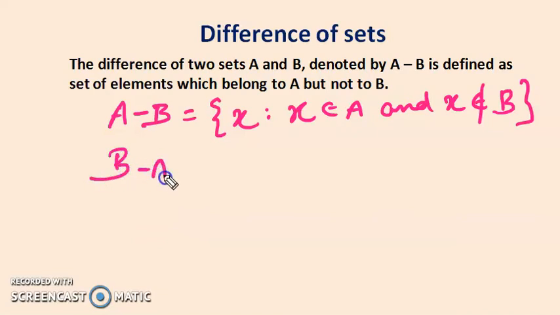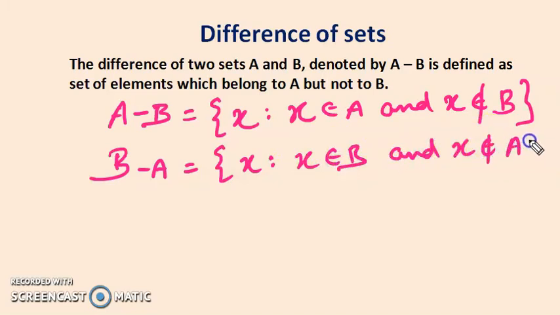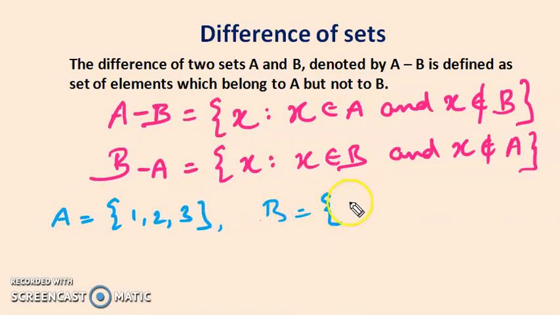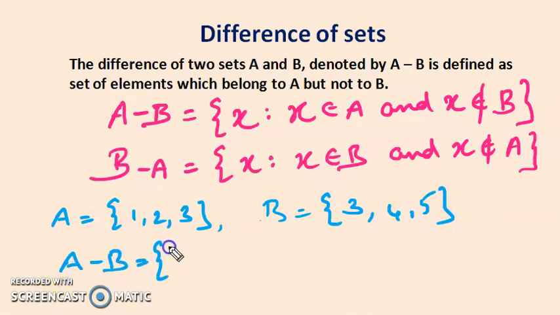Similarly, B difference A means x such that x belongs to B and x does not belong to A. We shall show this by example. Set A is {1, 2, 3} and set B is, suppose, {3, 4, 5}. To write A difference B, the elements present in A should not be present in B. Since 3 is there in B, we should not include 3 in A difference B. The elements 1 and 2 do not belong to B. Therefore, the elements in A difference B will be {1, 2}.